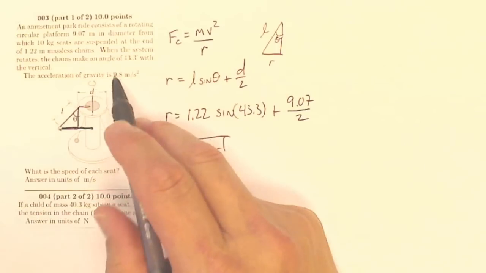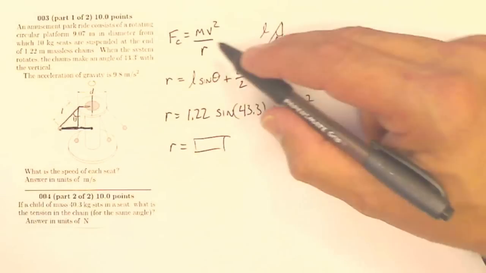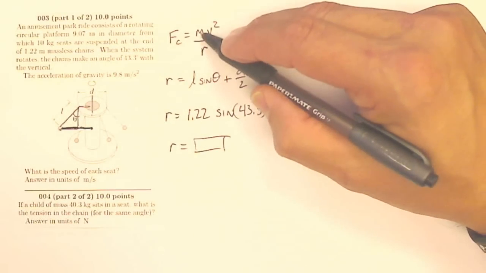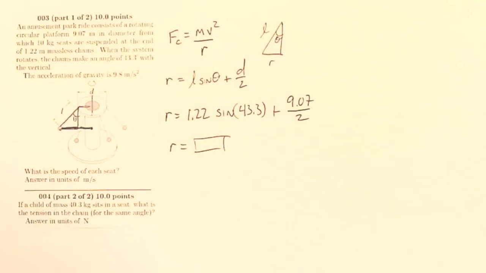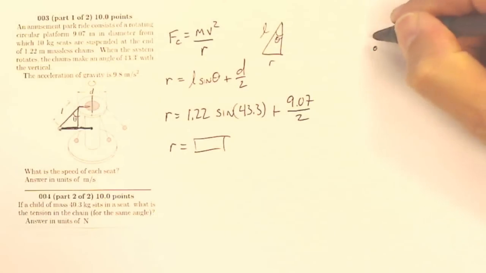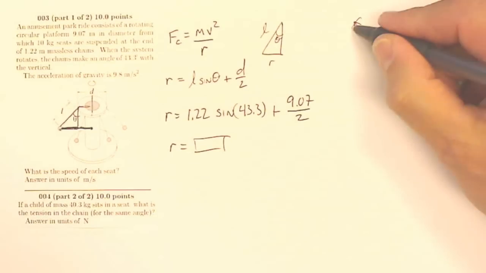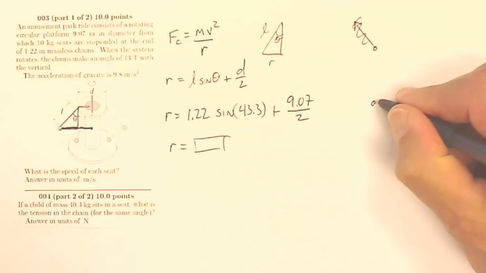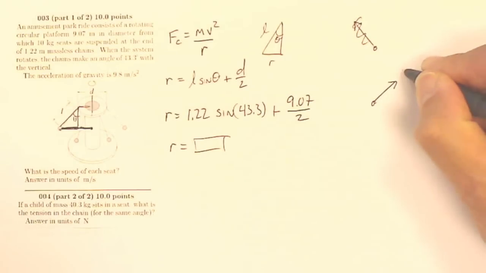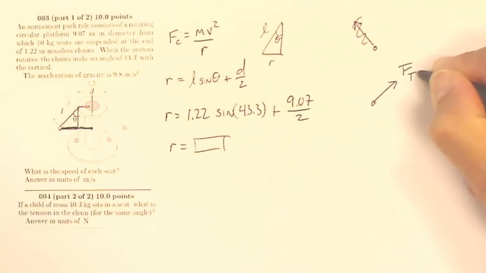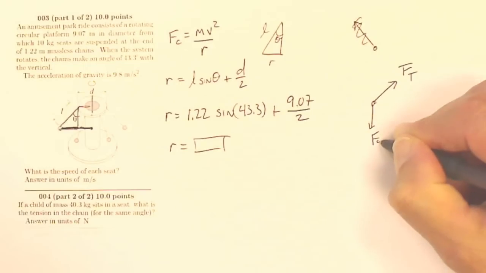Now let's see what else I know. I'm looking for the speed. I've got R, I know my mass. Well, what's my centripetal force going to be? So let's draw a free body diagram. I've got my tension in the chains here, so that's T, or Ft. I've got my force of gravity.